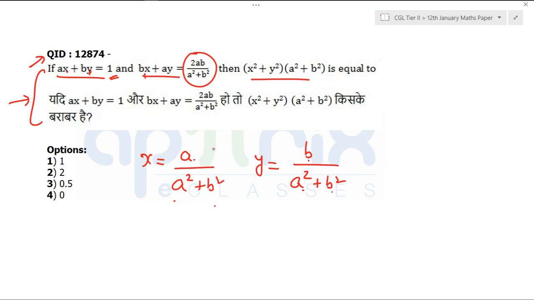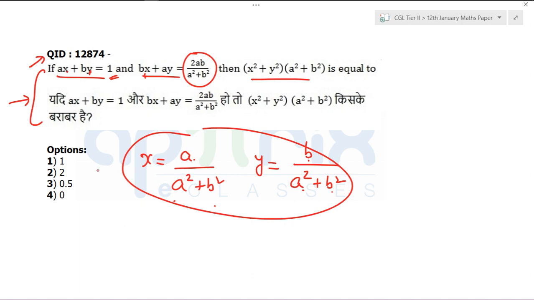If you take bx, it will be b into a. Ay, it will be a into b. You sum it, you are going to get 2ab upon this plus this. That means this is what x and y are, right? And they have made the question from this. Now what is the answer? You just calculate x square plus y square into a square plus b square.